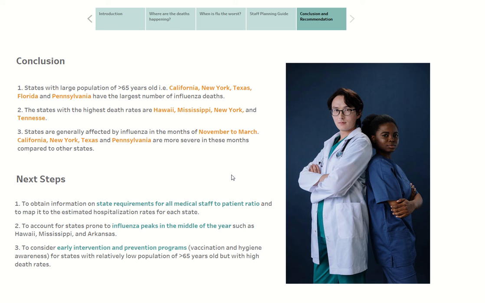Number 1 is to obtain the state requirements, as mentioned before, for all medical staff to patient ratio and map it out to the estimated hospitalization rates for each state. This is so that we know how many staff are needed in those states. After that, we need to account for states that are prone to influenza peaks in the middle of the year, such as Hawaii, Mississippi, Arkansas, for example.